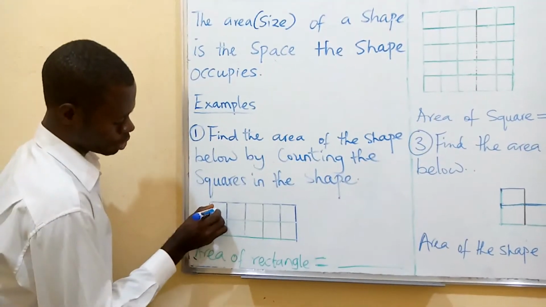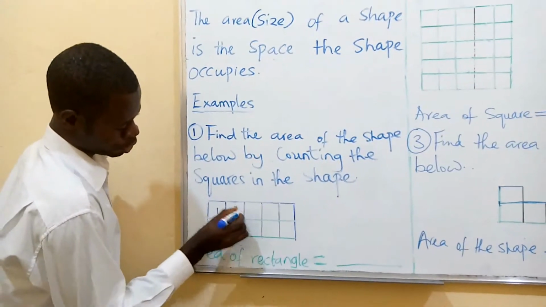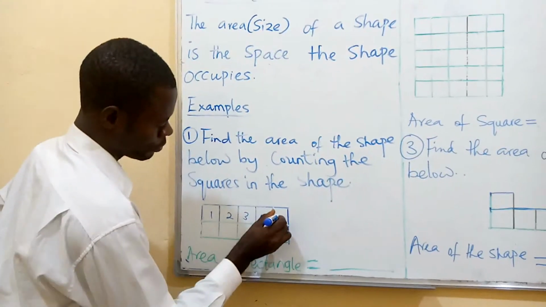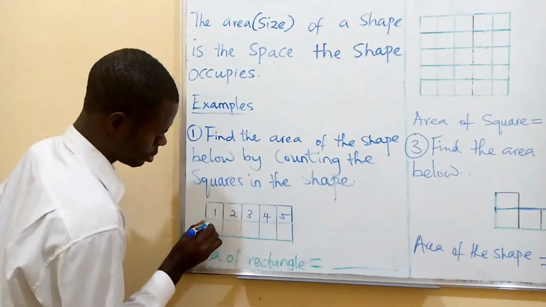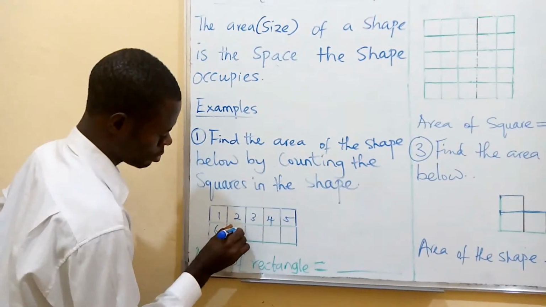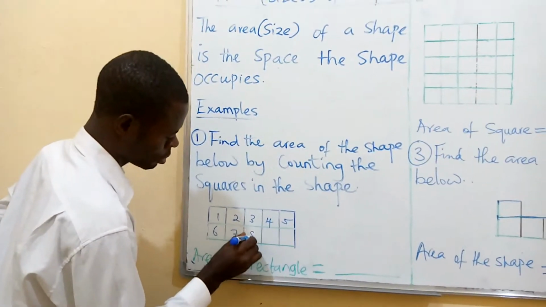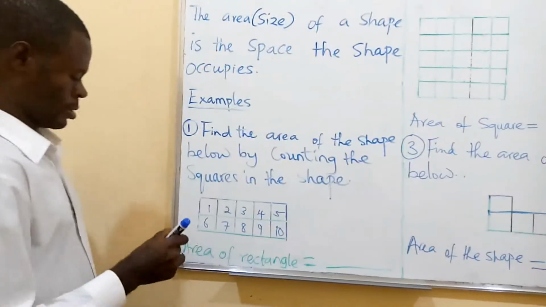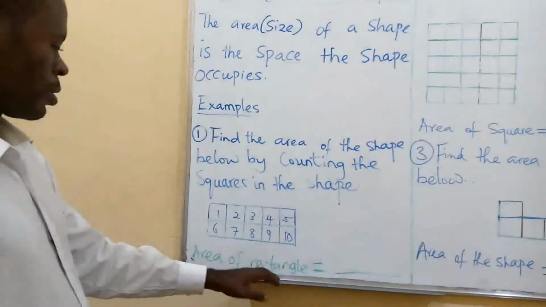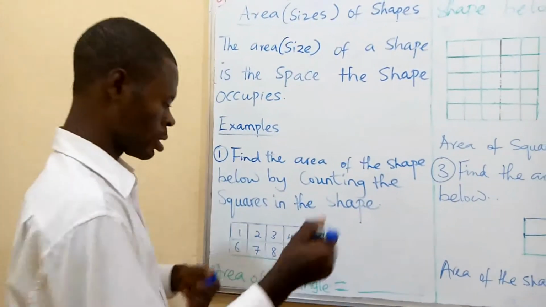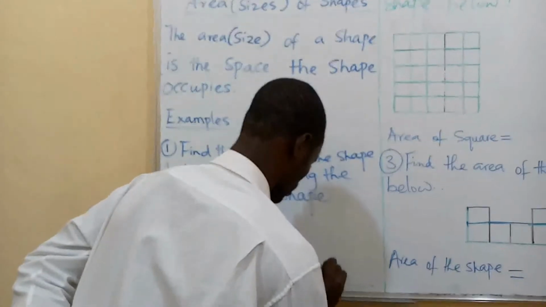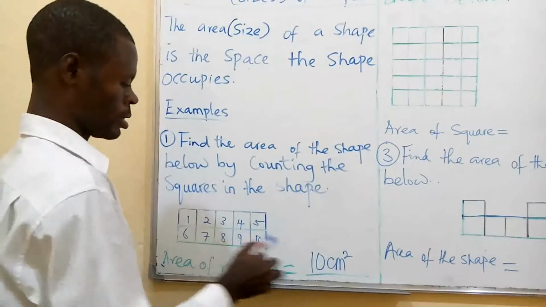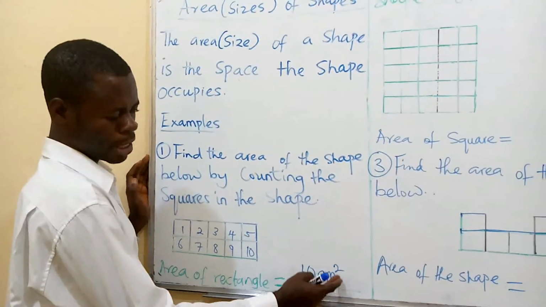Alright, this is what? 1, 2, 3, 4, 5, 6, 7, 8, 9, 10. So the area of this rectangle is what? 10 centimeters square. Alright? It's 10 centimeters square.